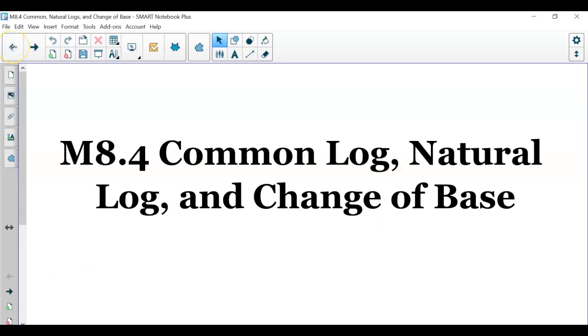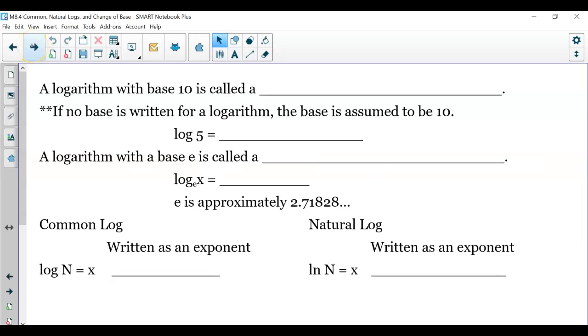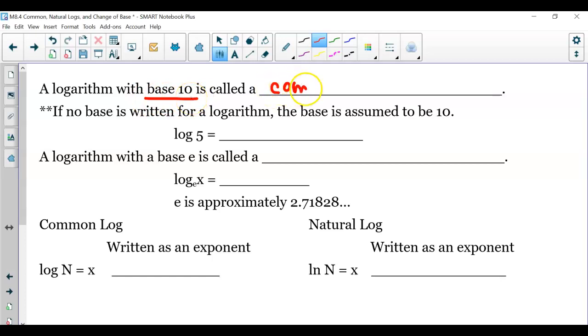In this video, I'll be going over the concepts of the common log, natural log, and how to use what we're going to call the change of base formula to calculate some of our logs. First off, make sure you understand our new vocabulary: a logarithm with a base 10 is what's called a common log. So if no base is written, then the base is assumed to be 10 because it's a common log.